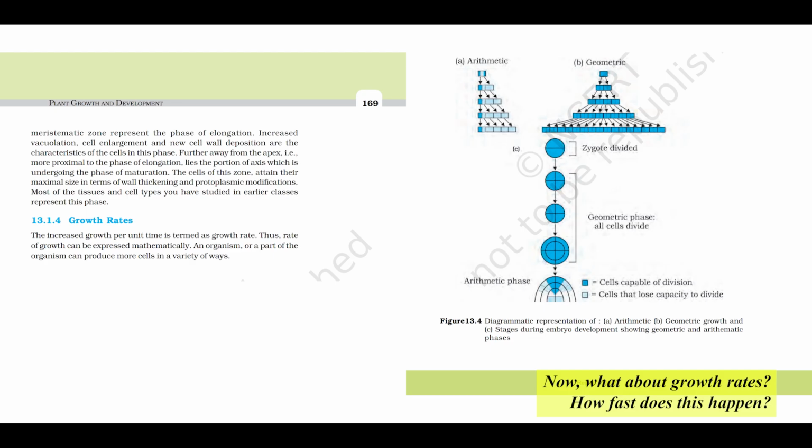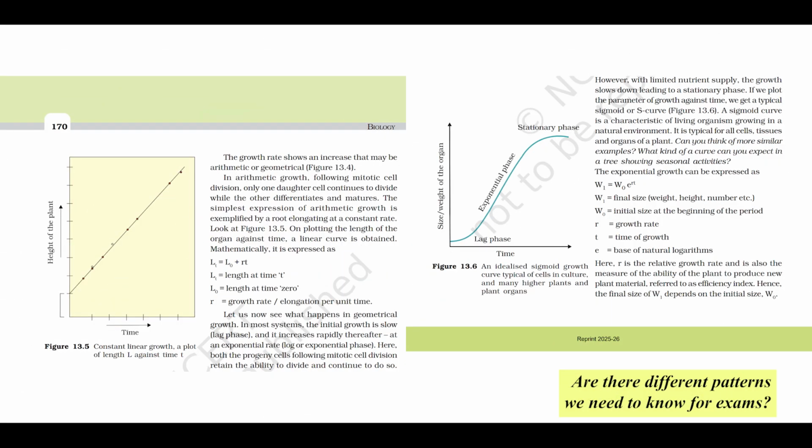Now, what about growth rates? How fast does this happen? Are there different patterns we need to know for exams? And how do we express these mathematically? Absolutely crucial area, this one. Growth rates and patterns are frequently tested, often with graphs or simple calculations. So, growth rate is simply defined as the increased growth per unit time. How much bigger does it get in, say, an hour or a day?